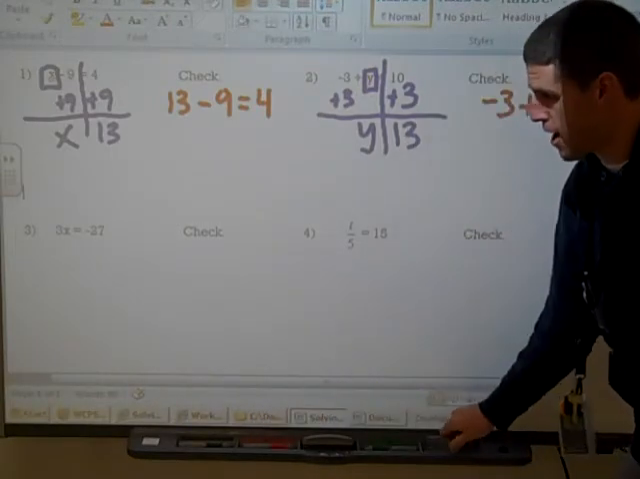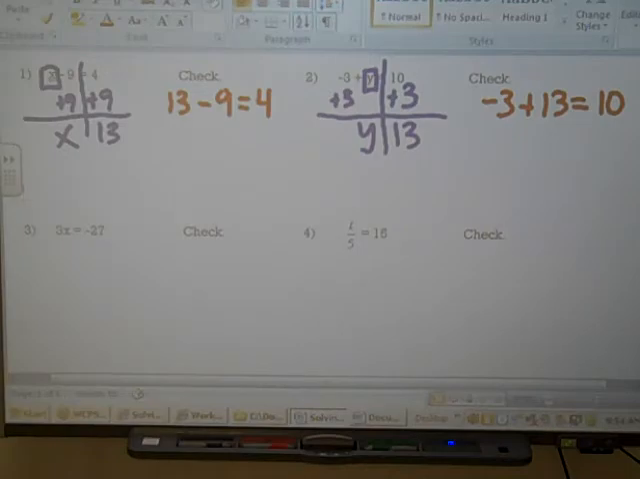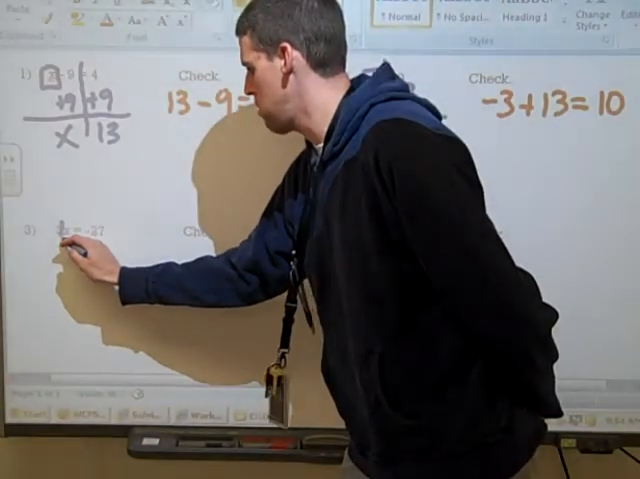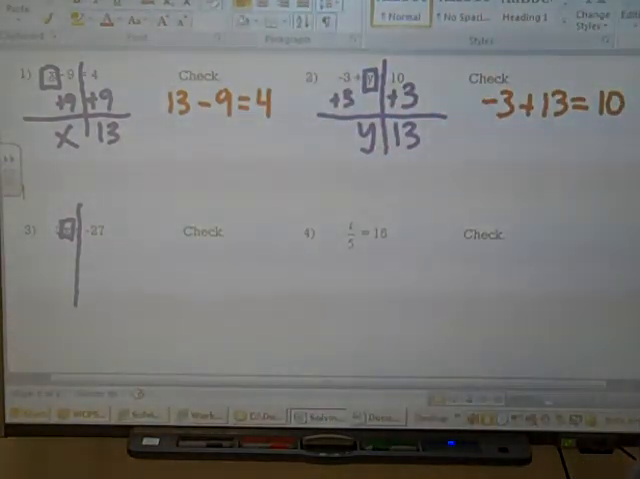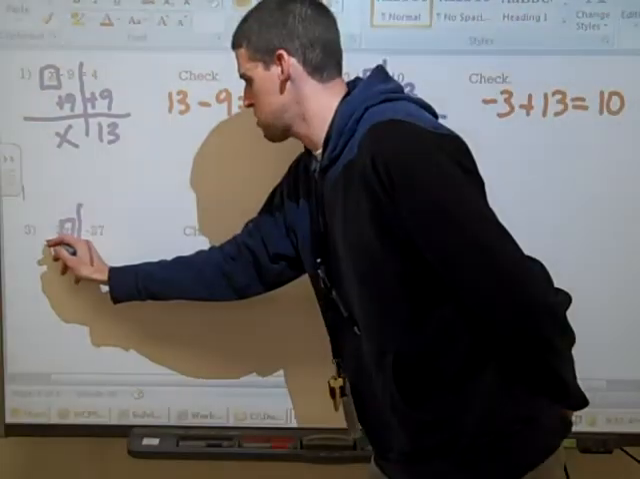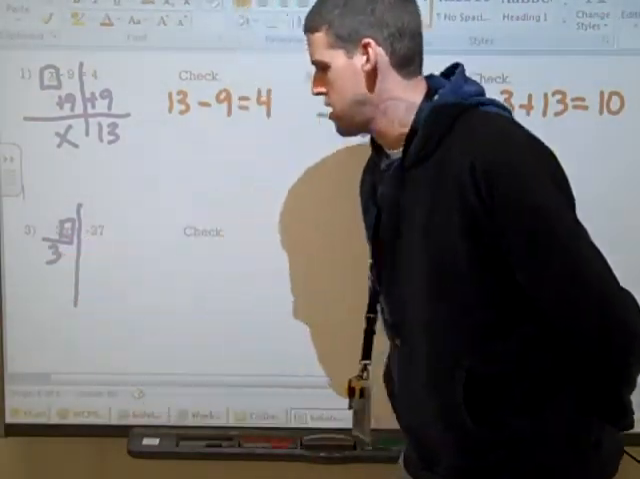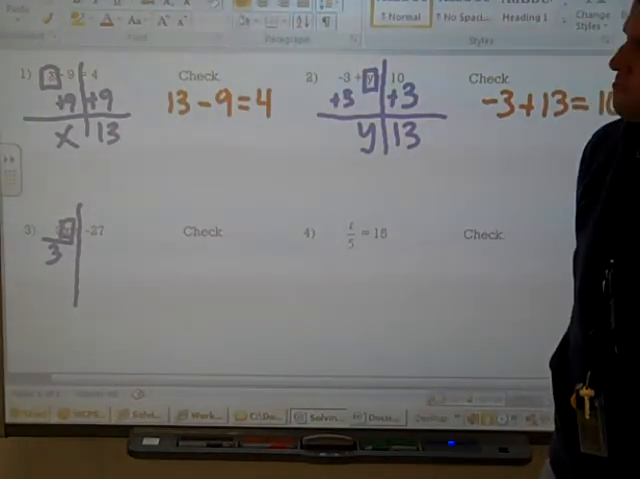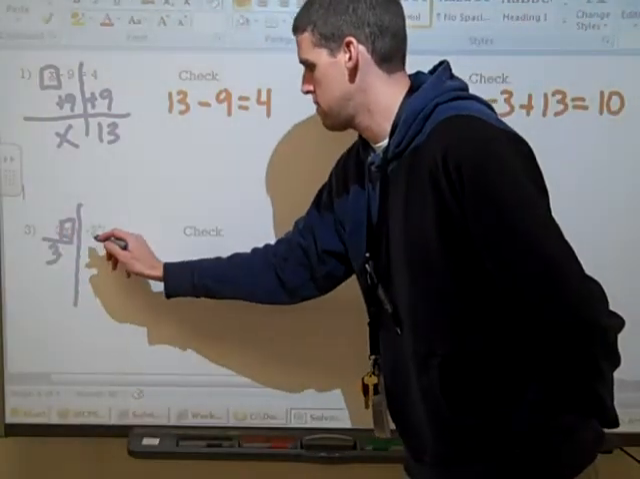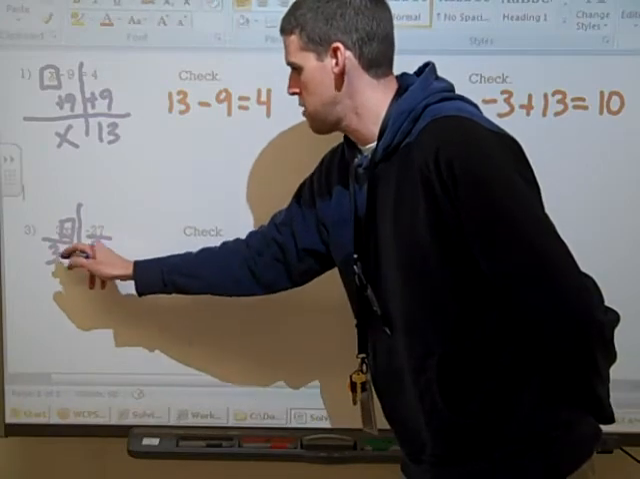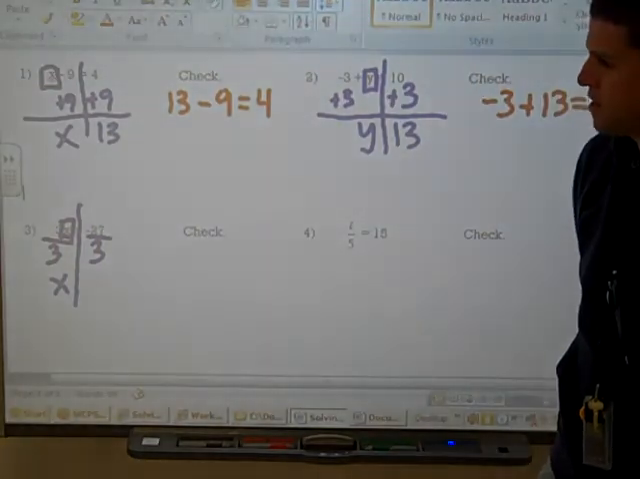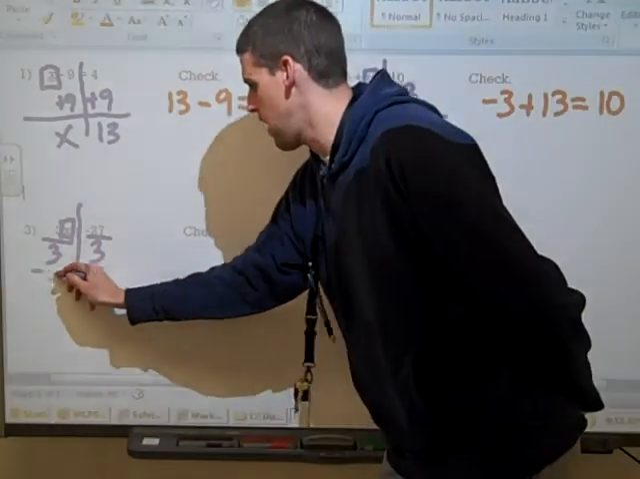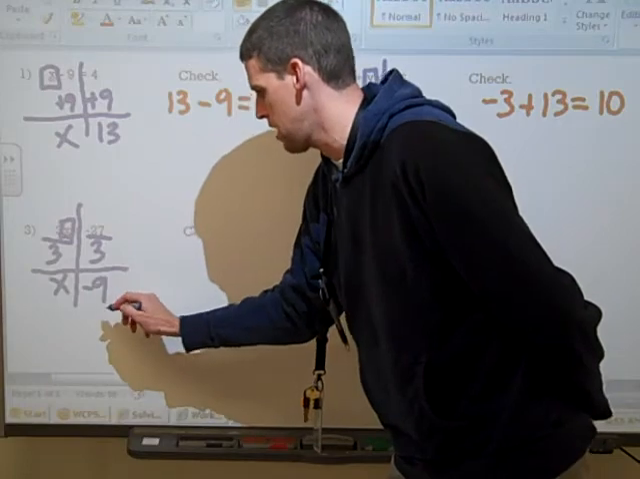Next I have 3x equals negative 27. So I'm going to go ahead and put a box around my variable, draw a line down my equal sign. In this case I have a multiplication problem. The opposite of multiplication is division. So instead of multiplying 3, I'm going to divide 3, and it's going to take it away. And I'm going to write it in fraction form. So I do 3 divided by 3. Same for over here. 3 divided by 3 is 1, so that cancels it out, leaving me just the x, the 1x. And then negative 27 divided by 3 is negative 9.